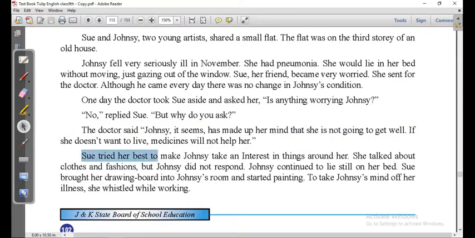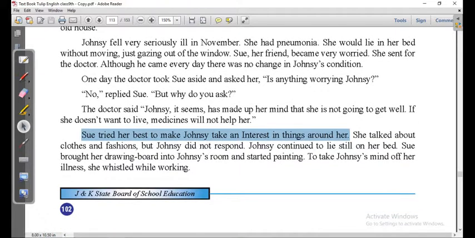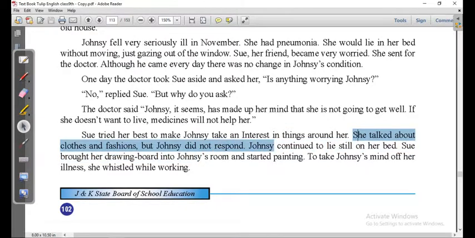Sue tried her best to make John C. take an interest in things around. Now Sue tried everything in her kitty to bring a smile back on the face of John C. She talked about clothes and fashion, but John C. didn't respond. She was telling her about fashion, about clothes, about gossip, everything she had, she tried, so that John C. could become normal.